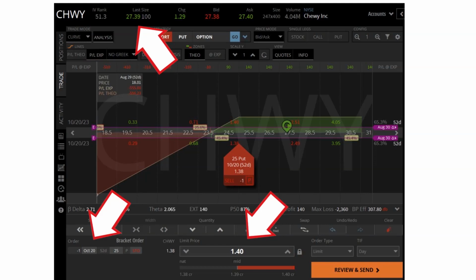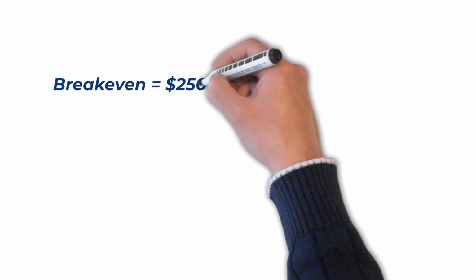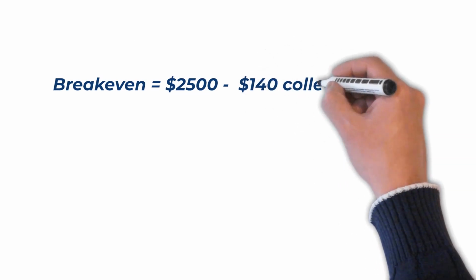The buying power that we are using is only $307. However, look at the max loss. It's $2,360. This is because if the stock price drops below the $25 strike price, we will own those 100 shares. Then the value of the 100 shares is $2,500. However, we collected $140, so our break even is the $2,500 minus $140 collected, or $2,360.